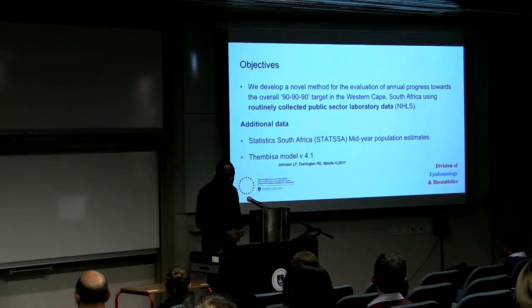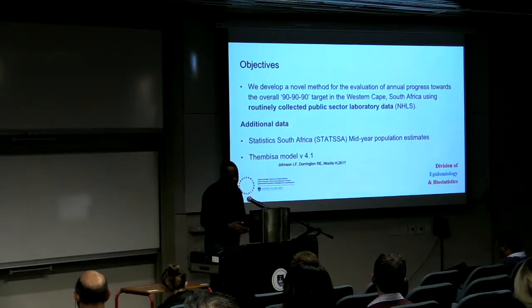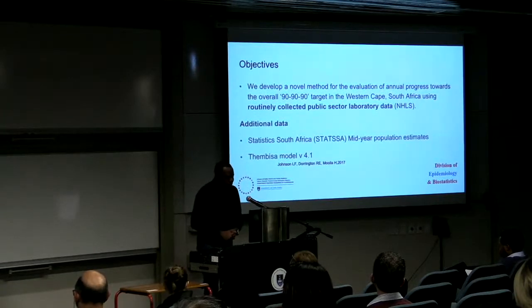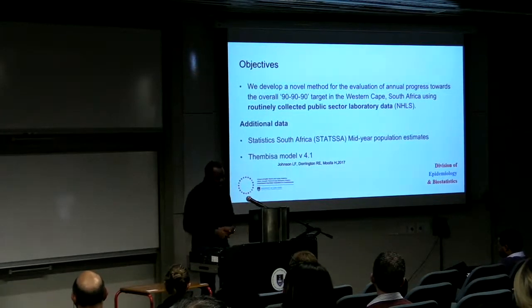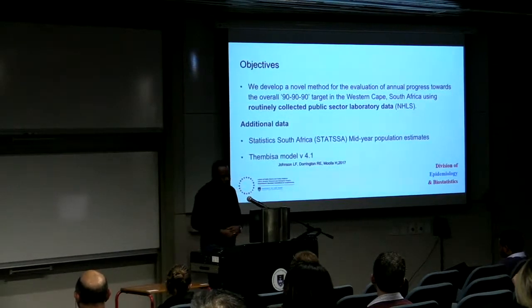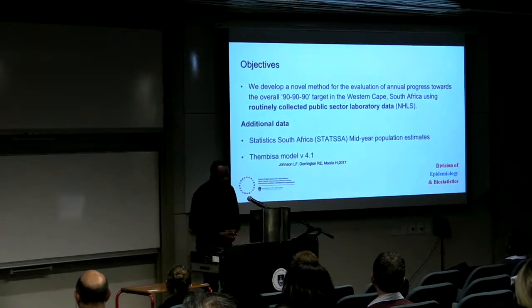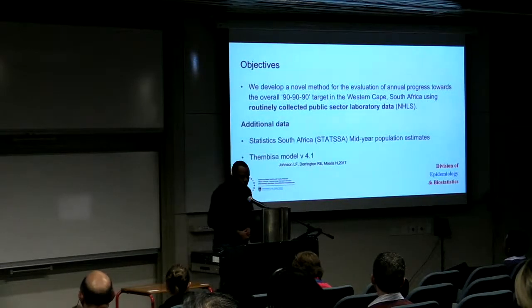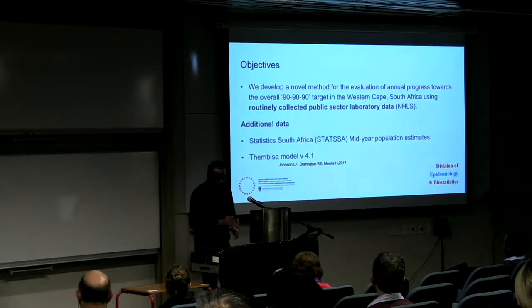So part of what we wanted to do was to develop and demonstrate a method for the evaluation of annual progress towards the overall 90-90-90 target, which is that 73% in the Western Cape, using primarily routinely collected public sector lab data. The additional data that we used included Statistics South Africa data, that is the mid-year population estimates, and also the Thembisa model version 4.1.